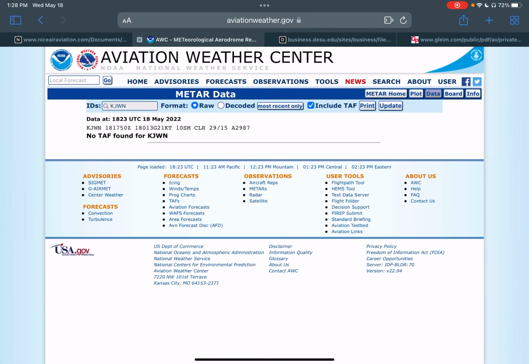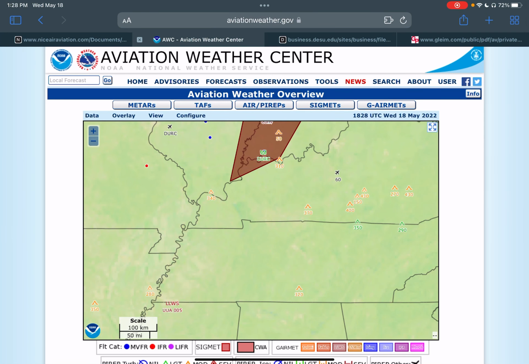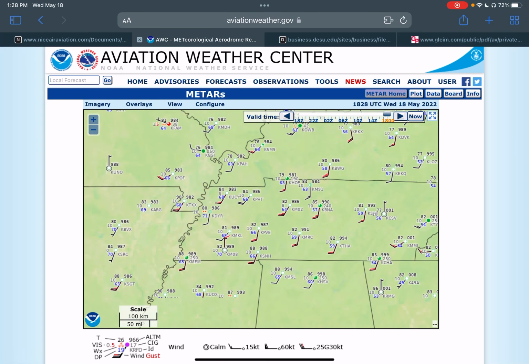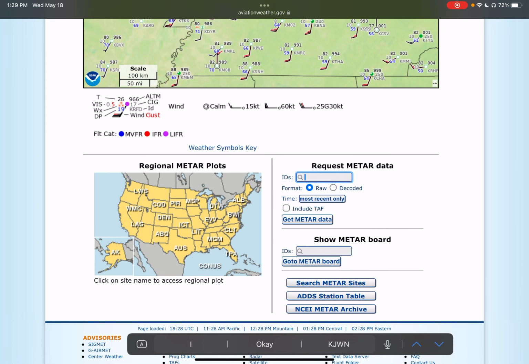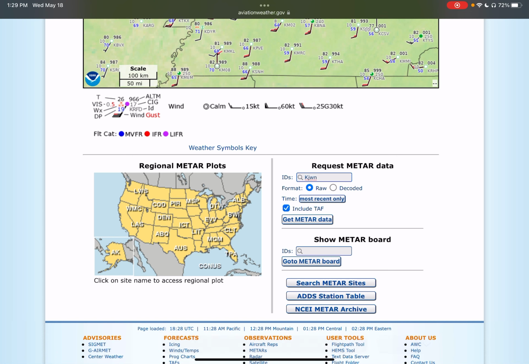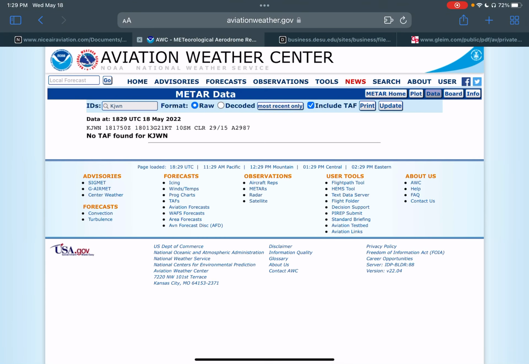And so we're on aviationweather.gov right now. We can go to the home page, and this is what it looks like. Super useful website. When you have the chance, go back and poke around, look at the forecast tab, and if you have any questions, of course, let me know and I'll be happy to help you with it. If we scroll down to METARs, we'll put in KJWN. I always include the TAF, and we get the METAR data.